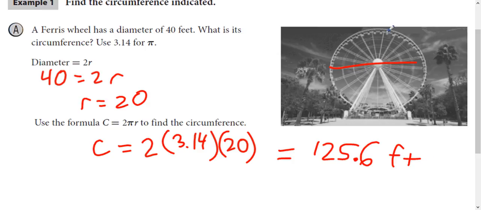So circumference is like the perimeter, it's the distance around the shape. So just putting that kind of in perspective of the problem, if you were riding this Ferris wheel, you went around one time, you rode 125.6 feet. That's how far you rode around this Ferris wheel every time the Ferris wheel goes around.